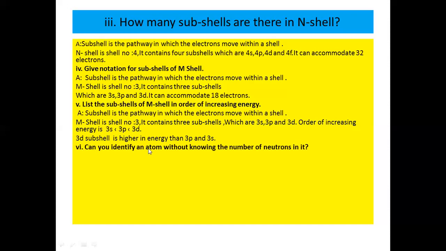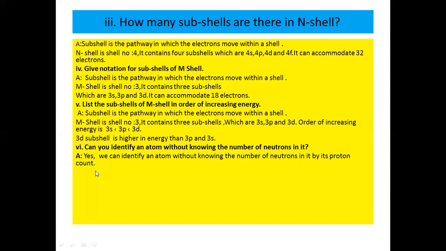Question number 6, can you identify an atom without knowing the number of neutrons in it? So what do you think? Can you identify an atom without the number of neutrons in it? Yeah, obviously, because all the elements in the periodic table are arranged on the basis of their number of protons, means on the basis of their atomic number, not on the basis of their neutrons. Atoms with different neutrons are isotopes. And I told you there is no position of isotopes in the periodic table. So yes, we can identify an atom without knowing the number of neutrons in it by its proton count.